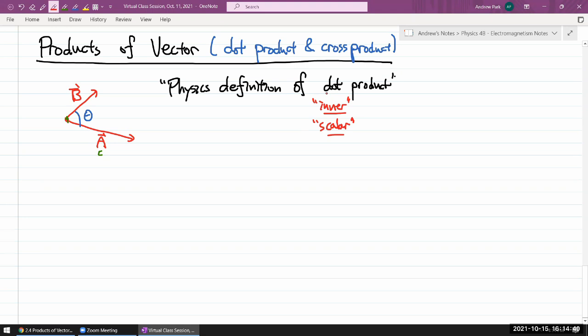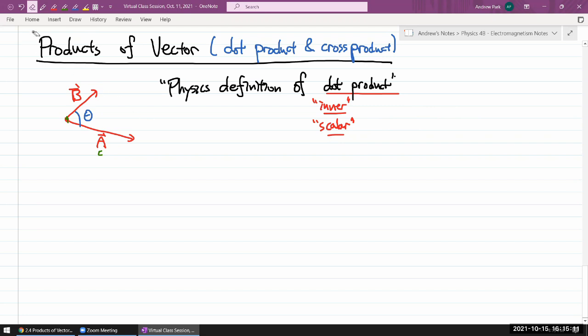The main thing about the dot product is that it takes two vectors as input, and it turns those two vectors into a number, a scalar that doesn't have any sense of direction. There are stories behind why it's sometimes called the inner product, and I guess what I'm explaining is why it might sometimes be called a scalar product.